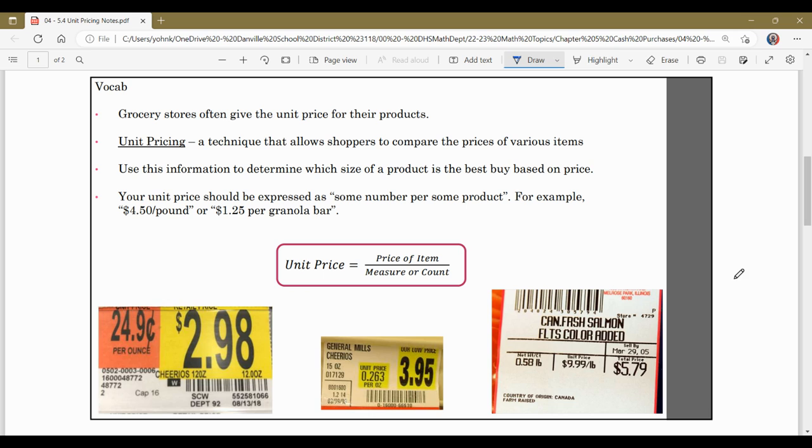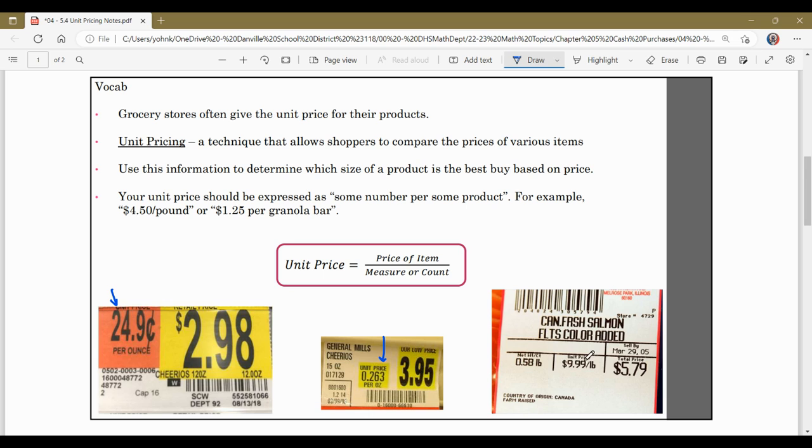on prices. So, for example, this pricing sticker on the left says that Cheerios 12 ounces is 24.9 cents an ounce. This 15-ounce box of Cheerios is 26.3 cents per ounce. So the bigger box in this case is more expensive than the smaller box.